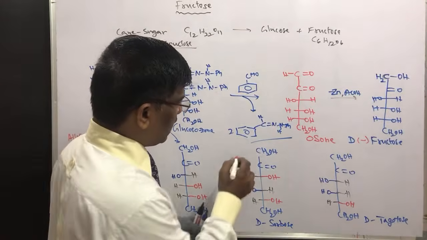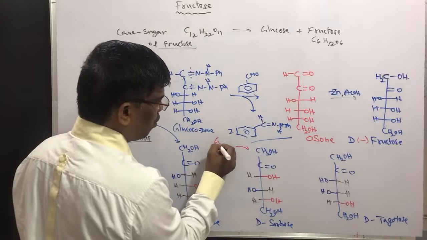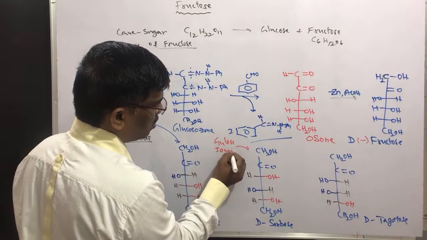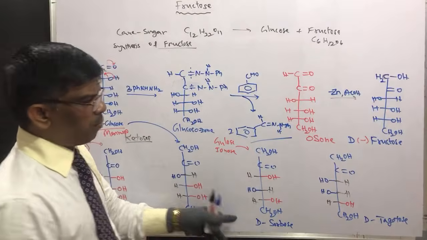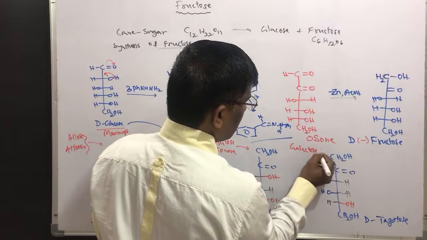And here, glucose or idose can be used to prepare Sorbose, and galactose or talose for Tagatose.